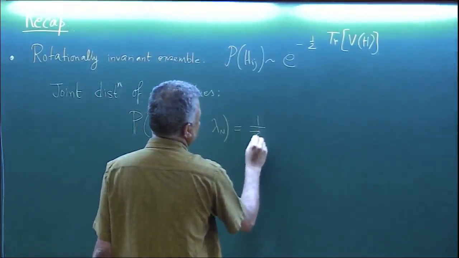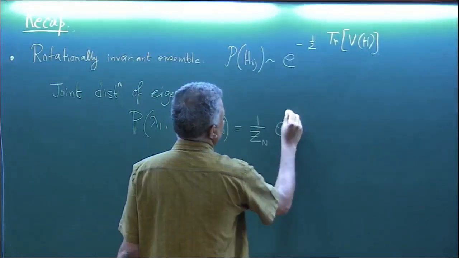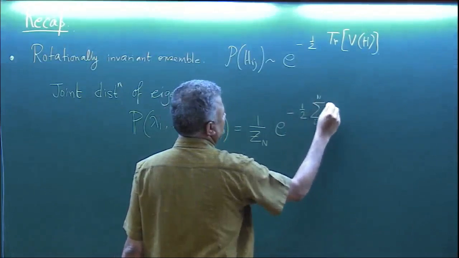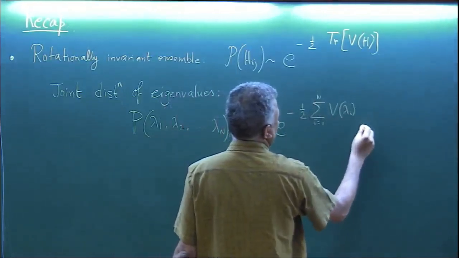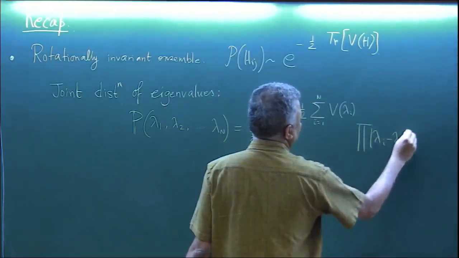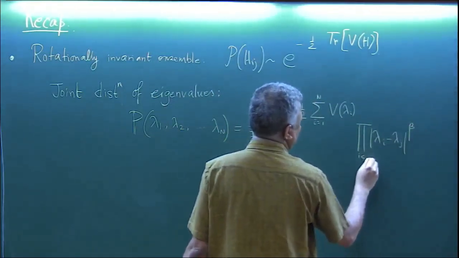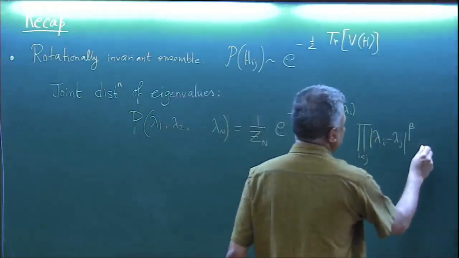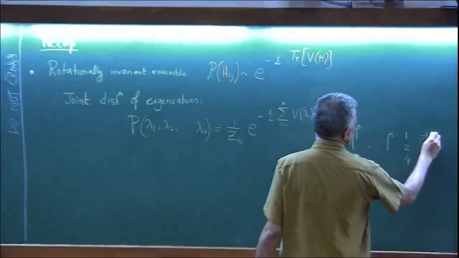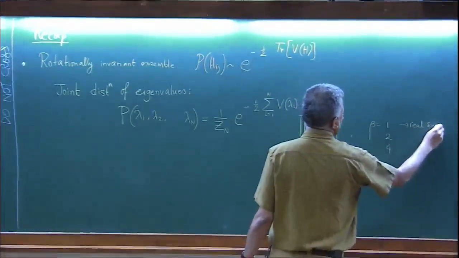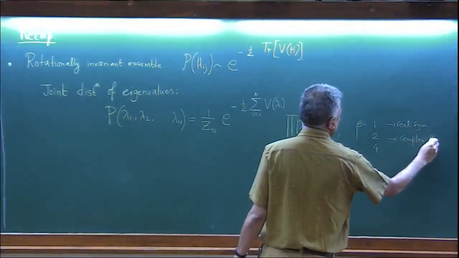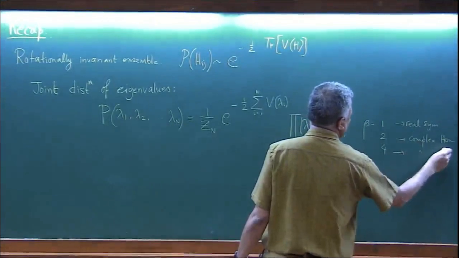So this is, up to some normalization constant, exponential minus half sum over i equal to 1 to N of V of lambda i. And then you have this Vandermonde factor here, where this index beta was 1, 2, 4 for real symmetric, complex Hermitian, and complex quaternion unitary.